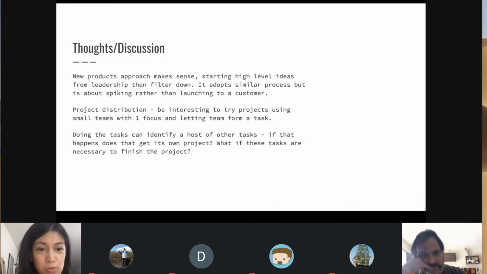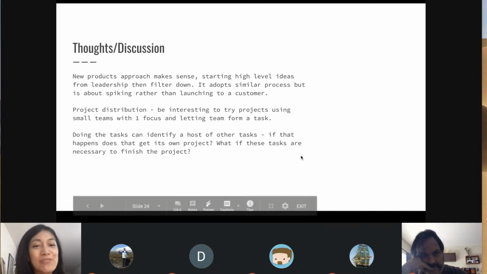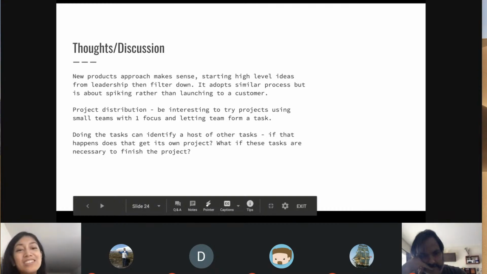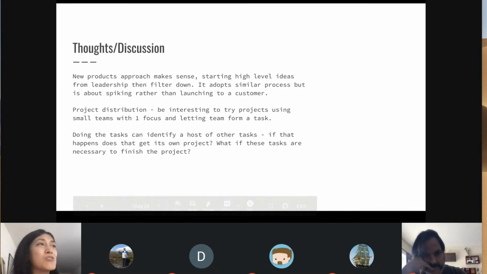Project distribution: it'll be interesting to try projects using small teams with one focus and letting the team form the tasks. If that makes sense. I'm not sure what I was thinking there, but yes, so let teams make their own tasks.